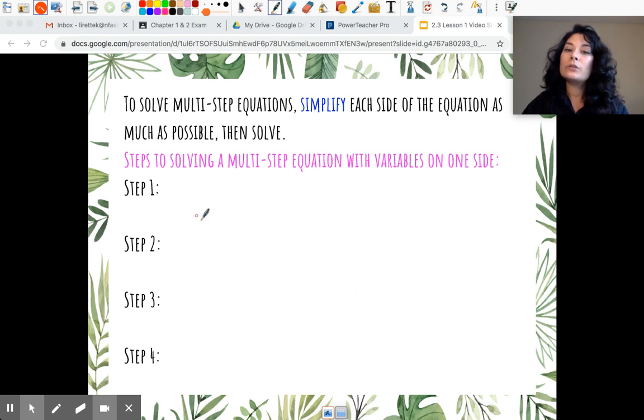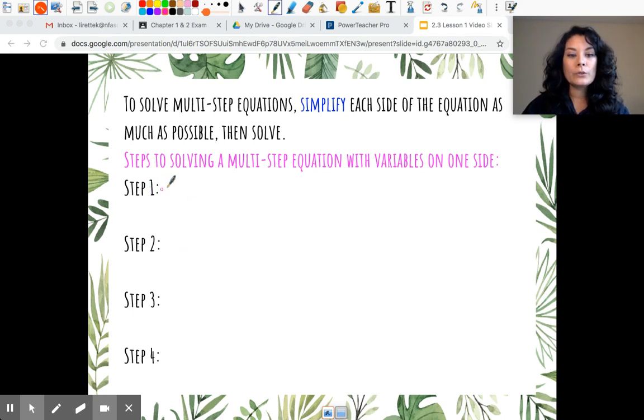So when we're solving a multi-step equation, as the name implies, it's going to take multiple steps to get our answer. We want to simplify each side of the equation as much as possible. And then after we do that, we should have a 1 or 2 step equation that we know how to solve. So I like to break things down into different steps. So for multi-step equations where the variable's on one side only, I like to break it down into about 4 steps.